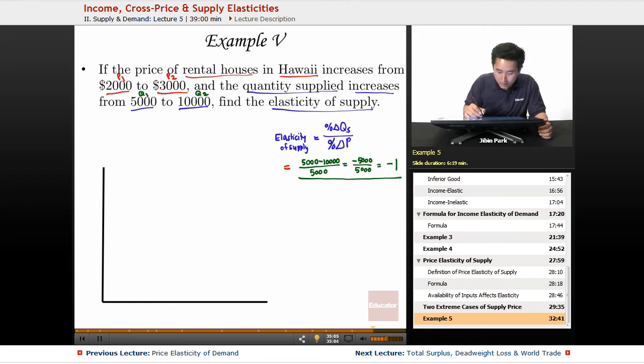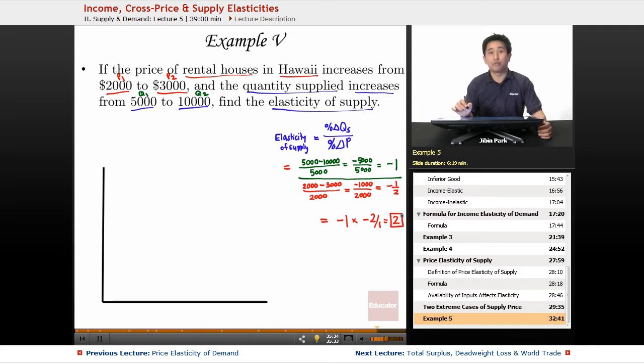And in terms of price, you have 2,000 minus 3,000 all over 2,000 equals negative 1,000 over 2,000 equals negative 1/2. So the elasticity of supply is going to be negative 1 times negative 2 over 1, which equals 2. So basically what this is saying is that the supply of rental houses in Hawaii is going to be relatively elastic since E is greater than 1.